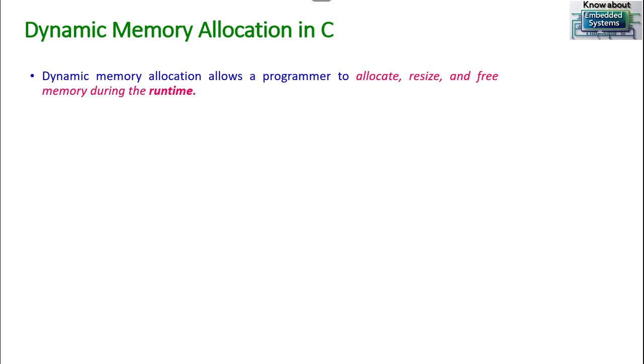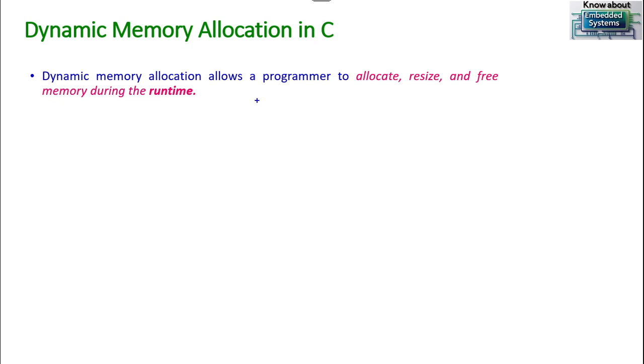So what do you mean by dynamic memory allocation? Dynamic memory allocation in C programming. What do you mean by that? The definition says: dynamic memory allocation is nothing but allocating the memory during the runtime of your program. That is called dynamic memory allocation.